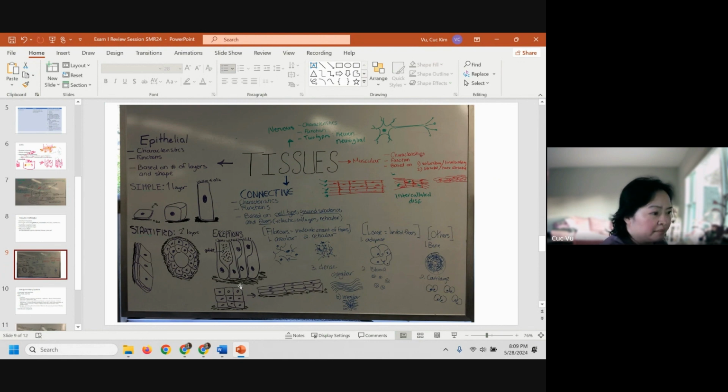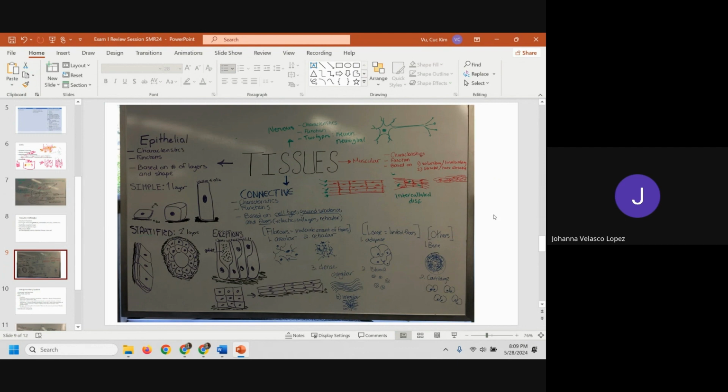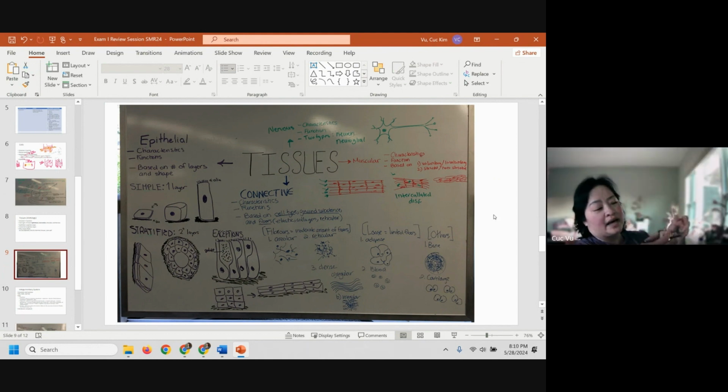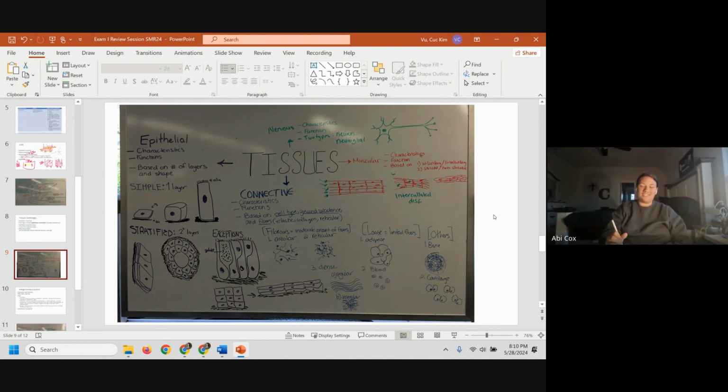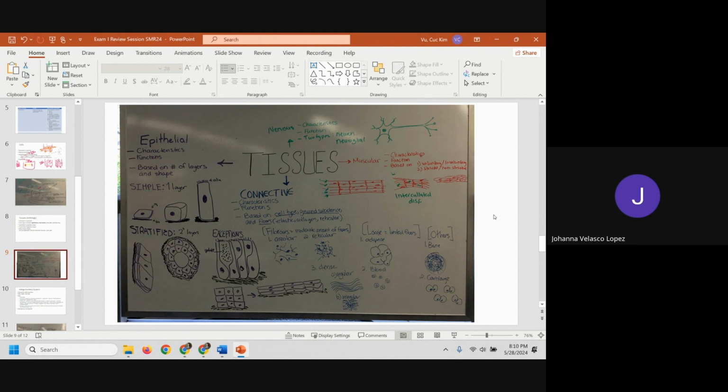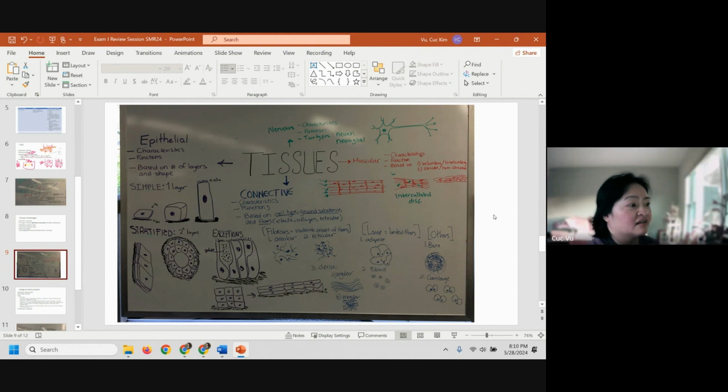So within epithelium, we talked about characteristics. Can you give me some characteristics of epithelial tissue? It is tightly packed and avascular. Very good. What does avascular mean? No blood supply. Yeah, and that makes sense, right? Because if it's so densely packed with cells, there's no room for blood vessels. What else can you tell me about it? It has no matrix. Yes, that's right, because it's basically all cells.